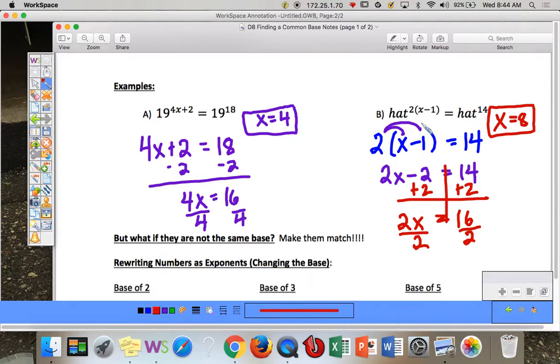Again, you can check your answer by plugging in. 8 minus 1 is 7. 7 times 2 is 14.